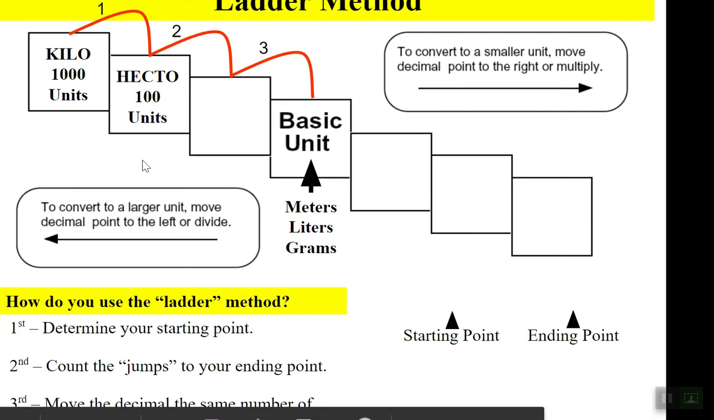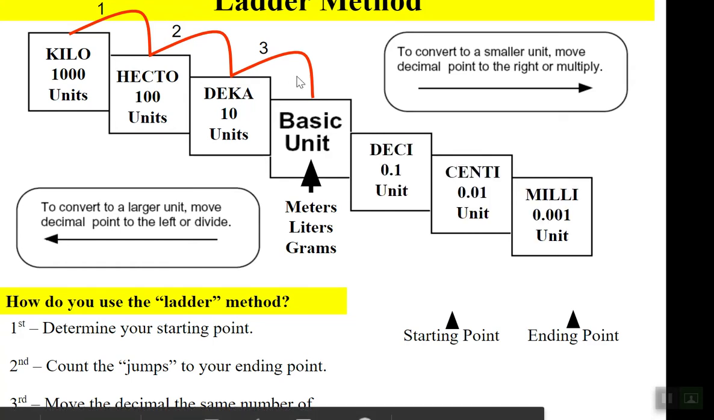If we have 100 that we're going to multiply it by, then we say hecto. Deca means 10 of those units, and then we can even have parts of units: deci, centi, and milli. And basically, if you're going from a larger unit to a smaller unit, you're going to multiply by 10 for each step.